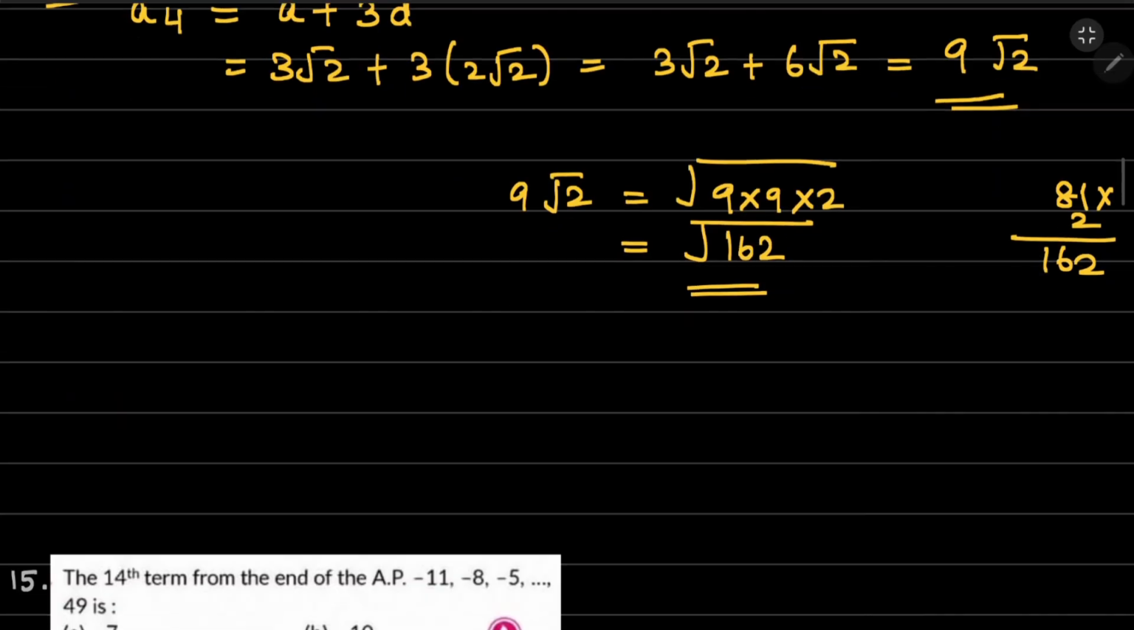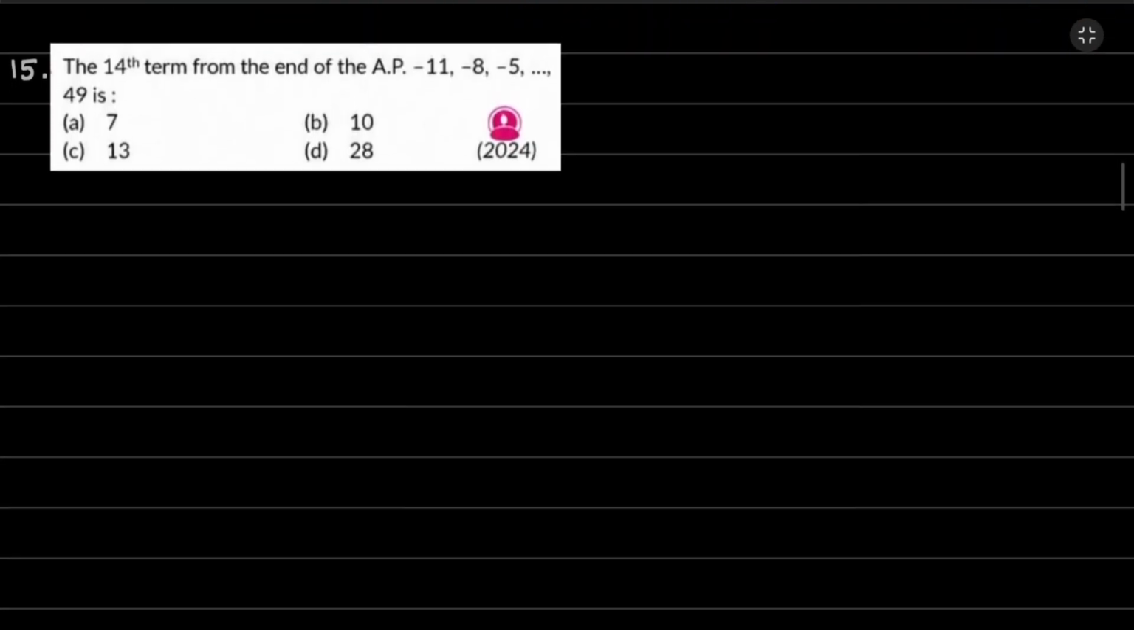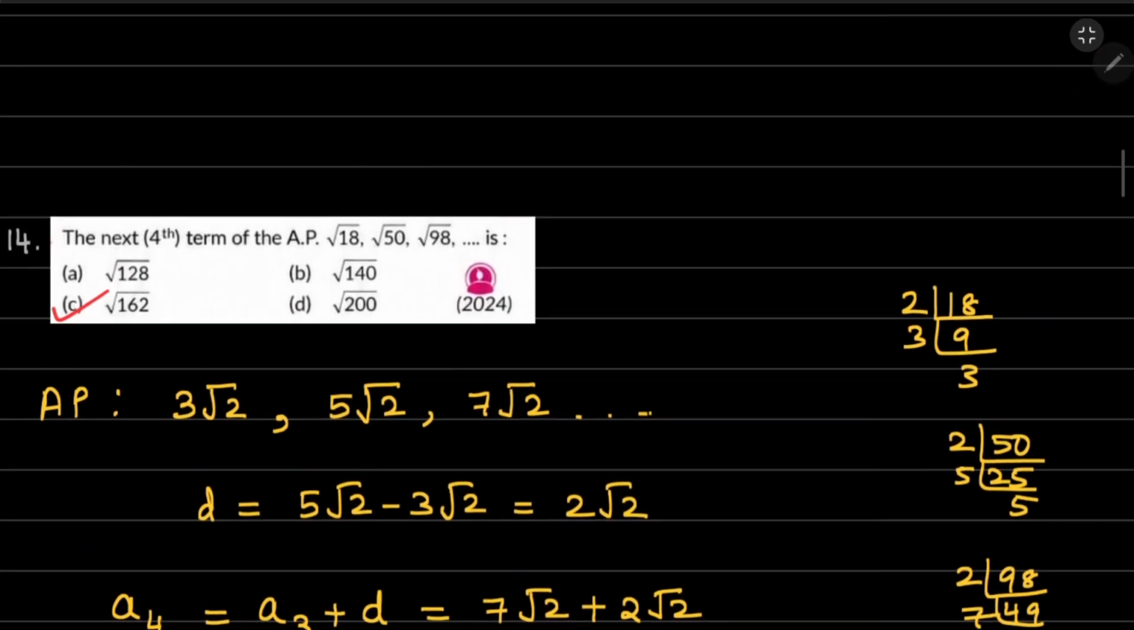Moving on to the 15th question. The 14th term from the end. Again, whenever you are given from the end, better is to reverse the AP. So let me write the AP from the end. It is nothing but 49. Is it the same question that we just did?